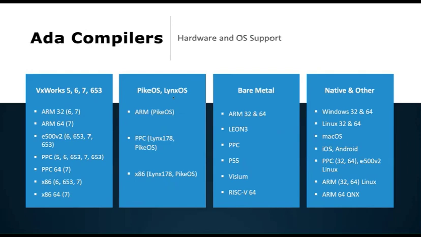So anyone who is looking for an Ada, C or C++ compiler for VxWorks or LynxOS, or even a bare metal compiler, we have those available. And even those people who are using bleeding edge hardware like RISC-V, we do have support for that. And of course, we have support for the native tools like Windows and Linux.